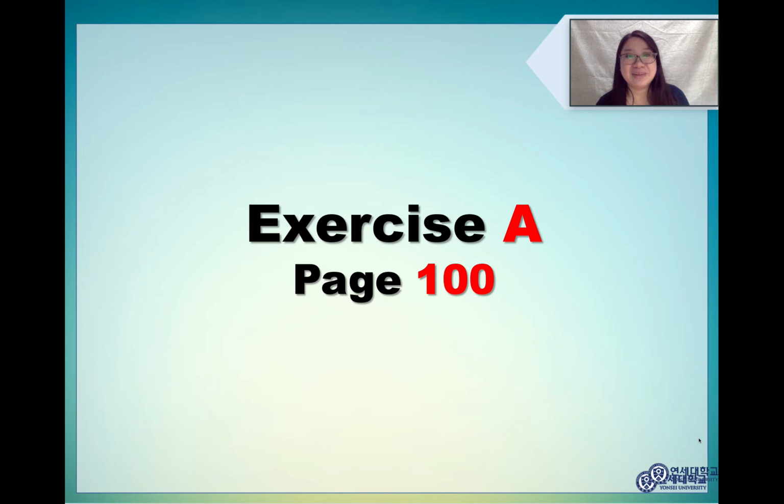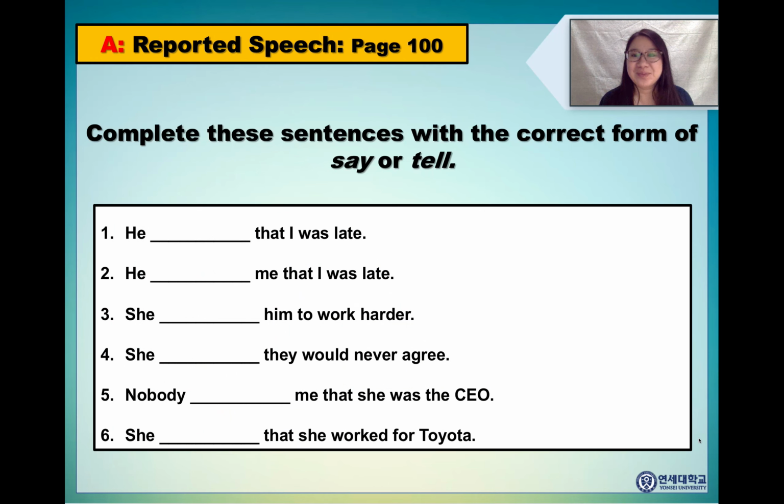Now let's look in your book, page 100, and we're going to practice reported speech with this exercise. Complete these sentences with the correct form of say or tell. If you don't have your book, you can look at the PowerPoint. When you come back, we'll check your answers.